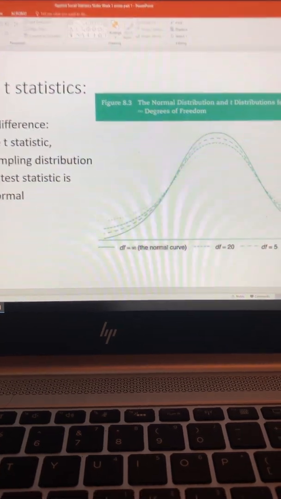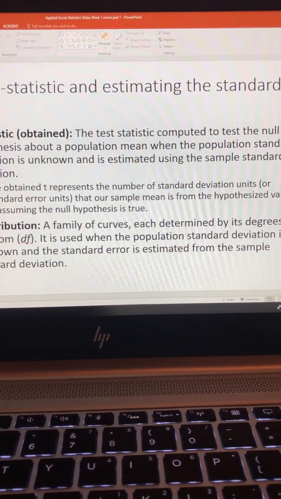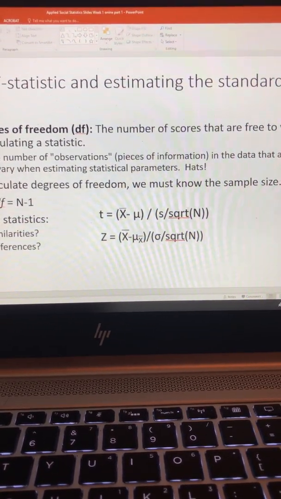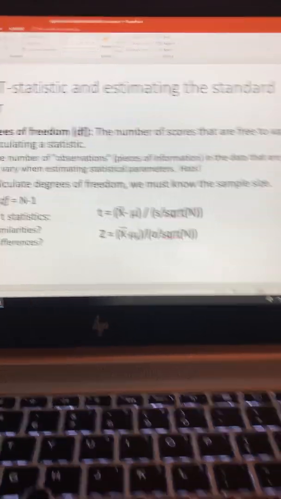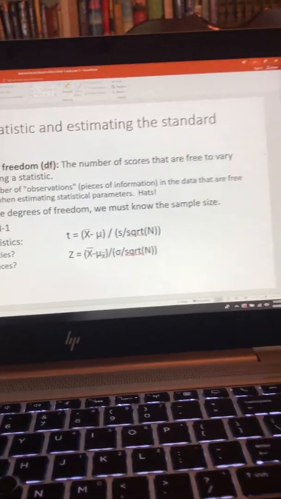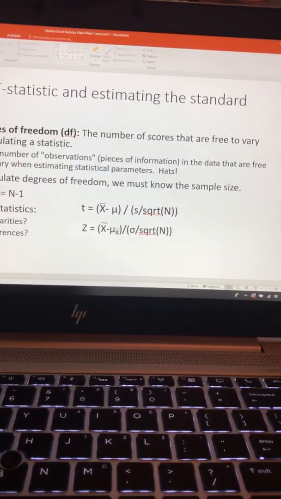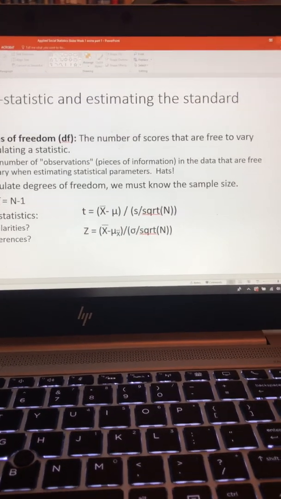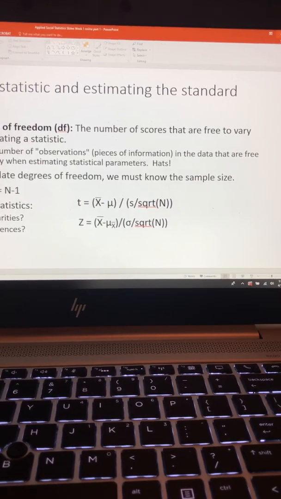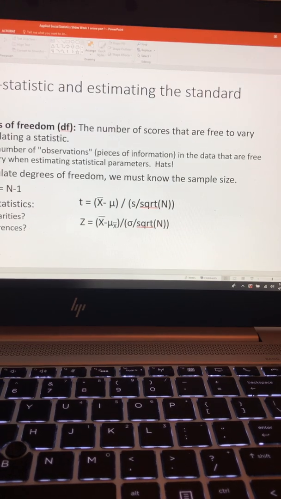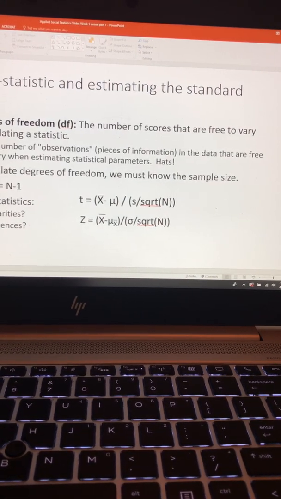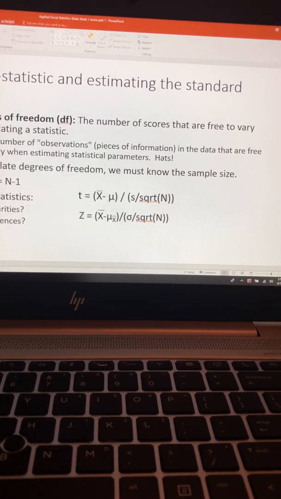And how is that done? Through the degrees of freedom. So hopefully you're thinking, okay, what's degrees of freedom? And I have a pretty good way of explaining this. It can be kind of fuzzy, but I have a nice little trick on this one. So the degrees of freedom are the number of scores that are free to vary in calculating a statistic.